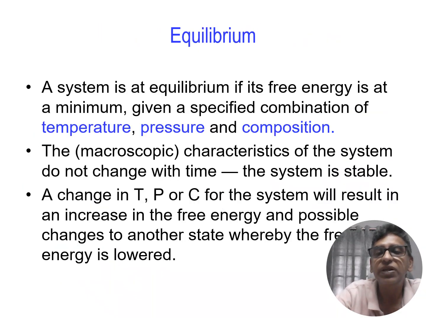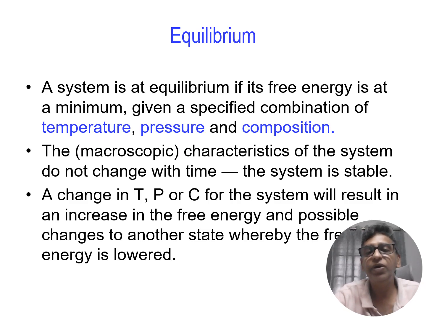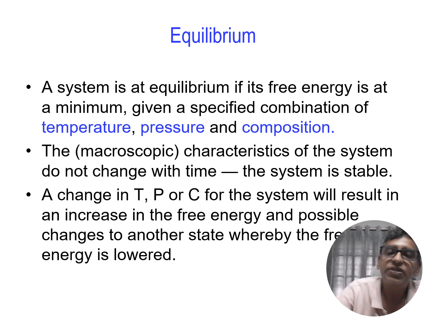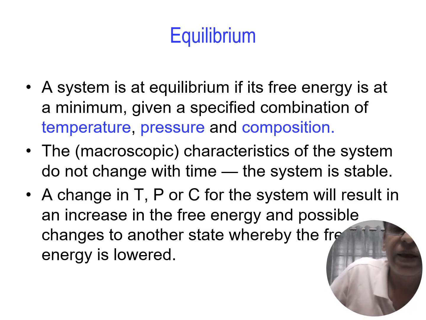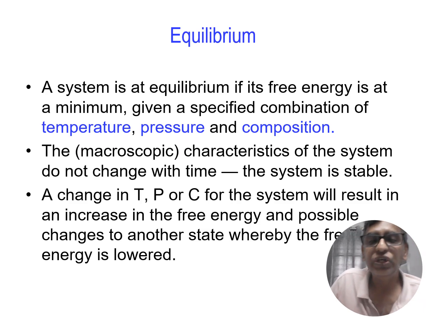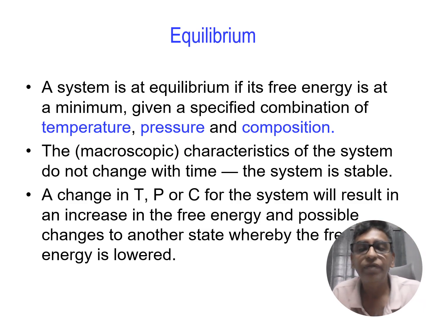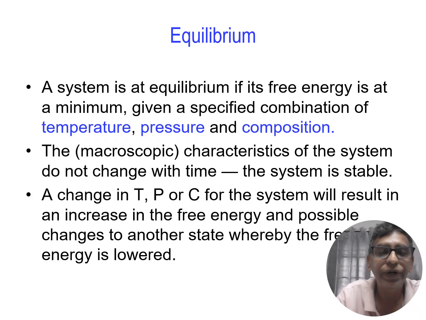A system is at equilibrium if its free energy is at a minimum given a specified combination of temperature, pressure and composition. The macroscopic characteristics of the system do not change with time. The system is stable. A change in temperature, pressure or composition for the system will result in an increase in the free energy and possible changes to another state whereby free energy is lowered.